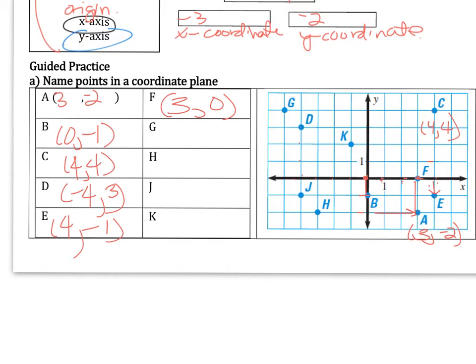And for point G, you have 1, 2, 3, 4, 5, so -5 to the left, and then 4 units up. H, 3 units to the left, so that makes -3 your x-coordinate, and 2 units down, -2. Point J, -1, -2, -3, -4, and negative. And the last one, -1, 2.